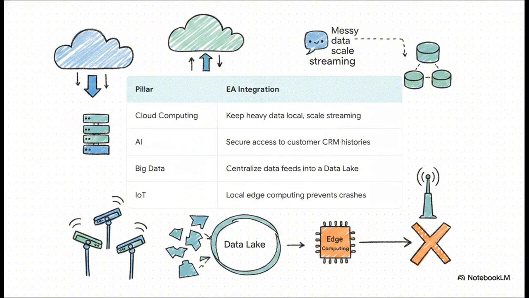It's the core engine driving true digital transformation. It analyzes the environment to tell you which heavy databases need to stay on local hardware and which video streams should scale on the cloud. It makes sure an AI chatbot is actually plugged into the customer's CRM so it knows who it's talking to. It cleanses massive, messy data feeds into one centralized data lake. And it uses edge computing for the Internet of Things, ensuring that thousands of smart city street sensors don't crash the central traffic network all at the exact same time.